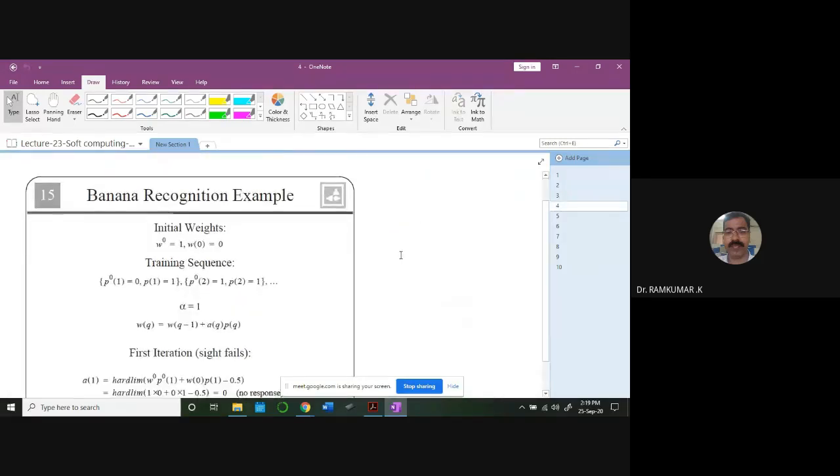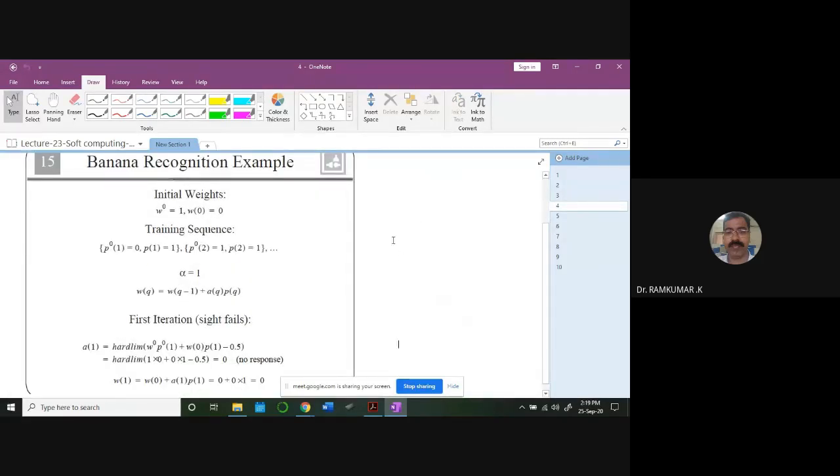What you are observing? So in the case of the banana recognition example, the initial weights are here. This is a stimulus. The conditioned stimulus is zero. I'm keeping the initial random weights at zero. But for the unconditioned stimulus, I'm keeping that value equal to one always. A kind of a constant value I'm keeping. Okay. So then I'll be updating the weights.